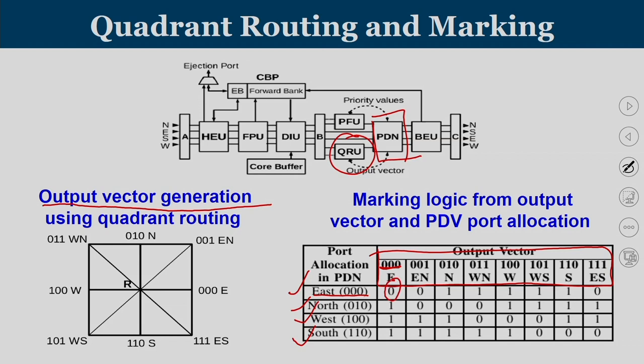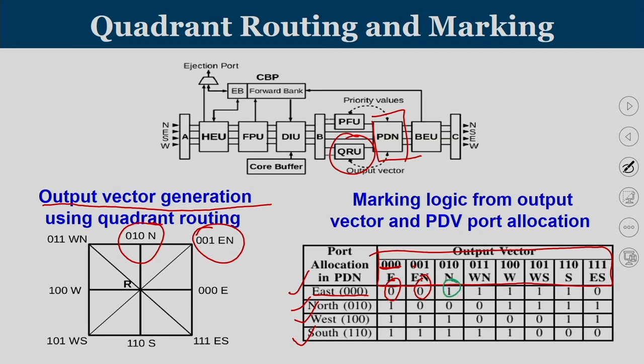I will take one more case. If the output vector is 001, it means the flit is relatively in the east-north direction with respect to the current router. Let us say east is the port allocated, so the flit got the east direction. The destination is relatively in the east-north direction with respect to the current router, so the flit is in the productive path, because a flit which got the east output port is still travelling in the east-north quadrant. That is why the marking bit is 0, which means the flit is in the productive port. Now, the third scenario, let us assume a flit's output vector is 010. When a flit's output vector is 010, that means the destination is exactly in the north of the flit. Now, the PDN is allocating 000.